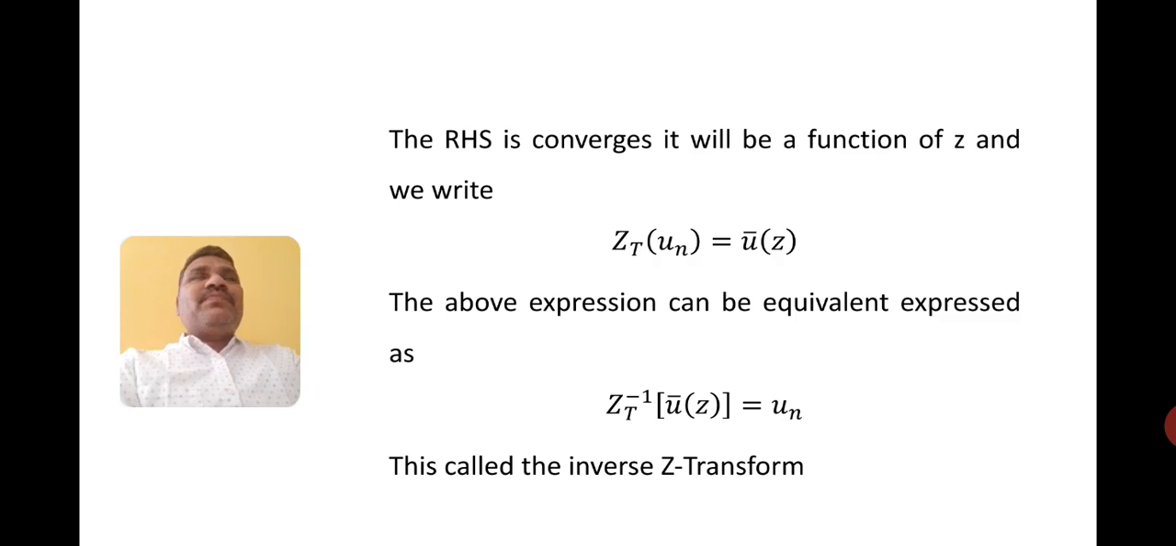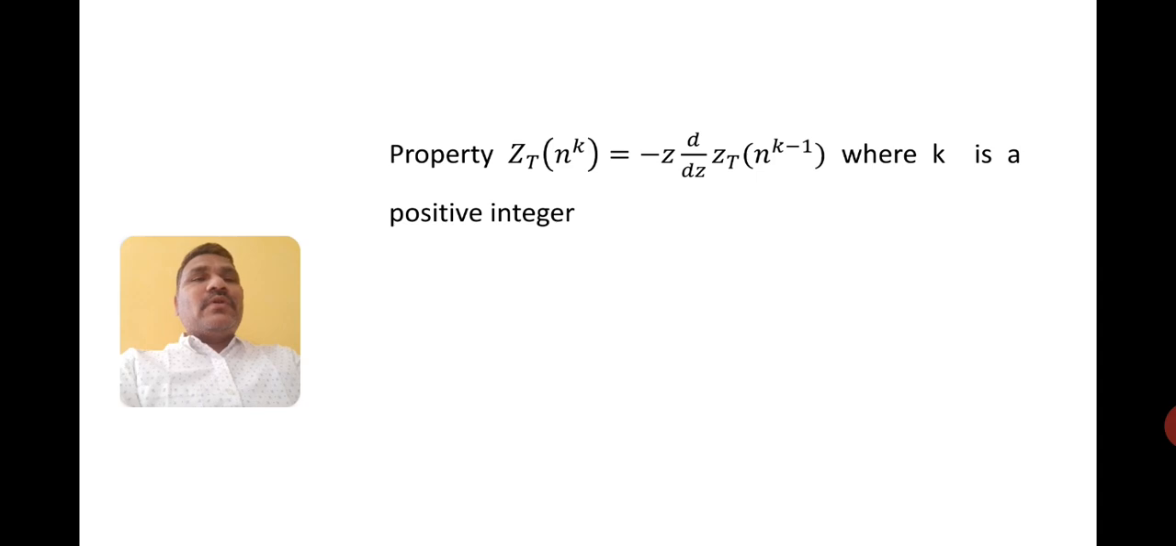Now let me find some Z transforms. Before going to the actual problem, there is one property I want to do: the Z transform of n to the power k. We have to show this answer as minus z d by dz of the Z transform of n to the power k minus 1, where k is a positive integer.